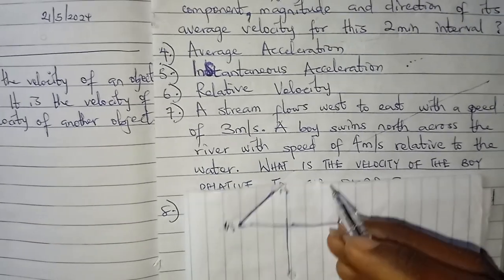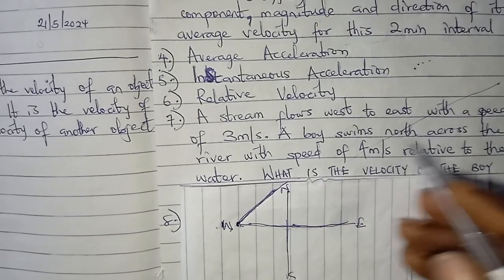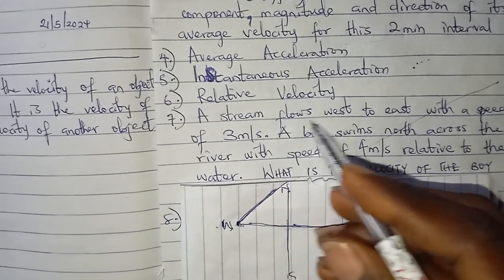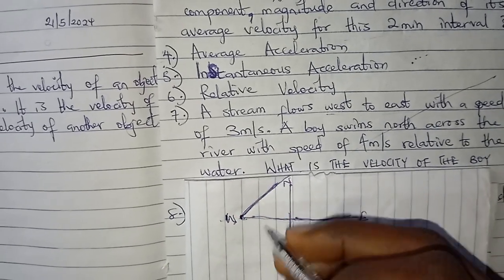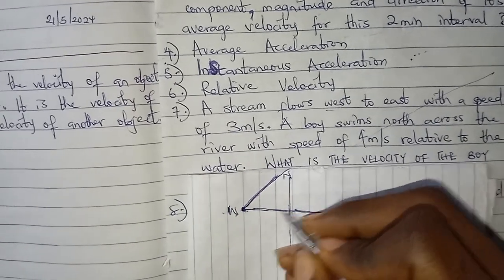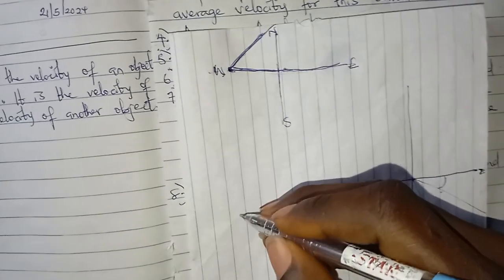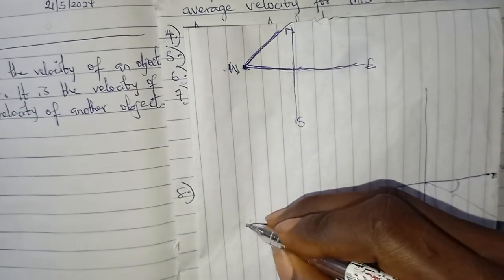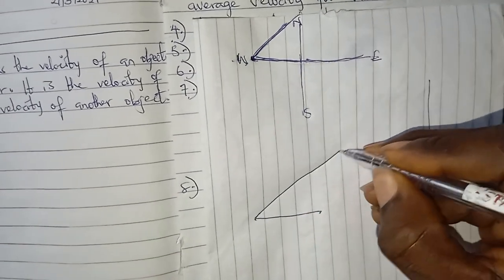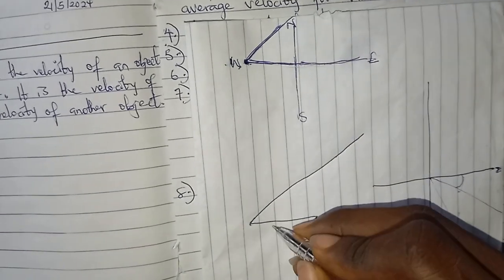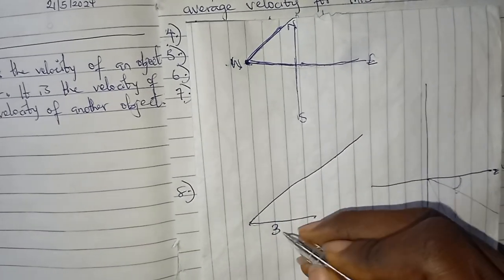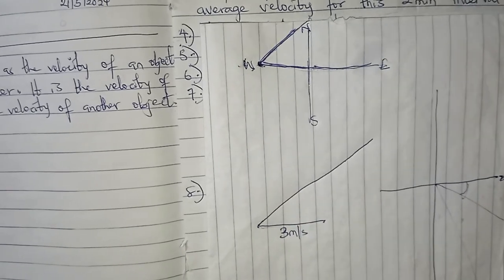They now said that a stream flows west to east with a speed of 3 meters per second. So it's going this way. Remember the relationship between west and east. I have east, I have west. It's going this way, towards the east. From west, it's going towards the east. And this relationship is 3 meters per second.